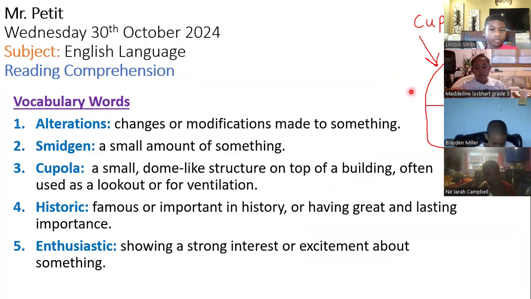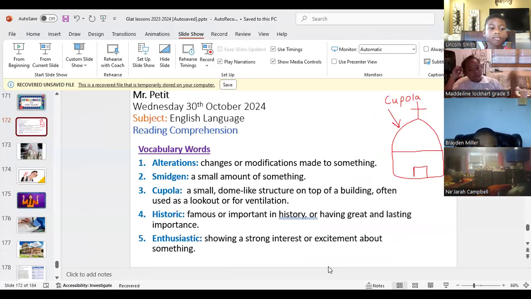Okay, so we're gonna get into the story, but before we get into the story, Lincoln, what is your favorite word and why? Out of the 5. Historic. Why did you choose historic? Because I like history. Because you like history.